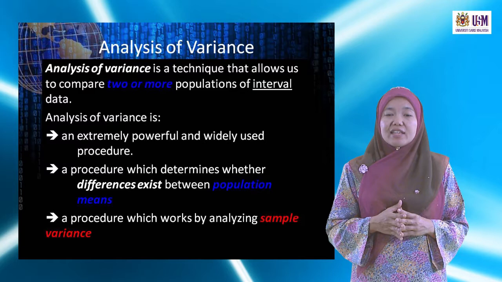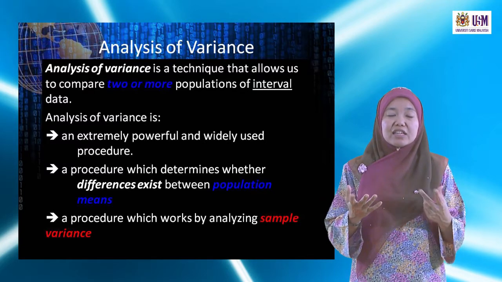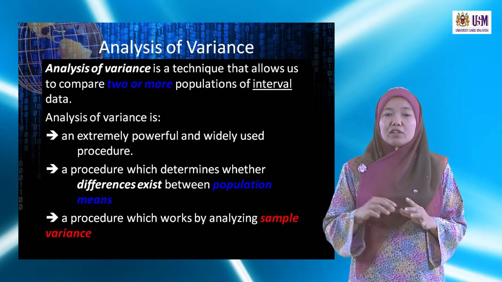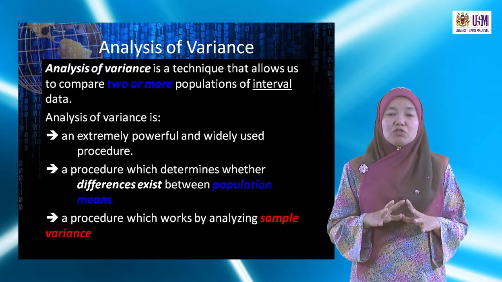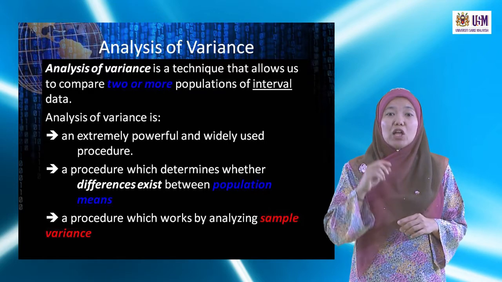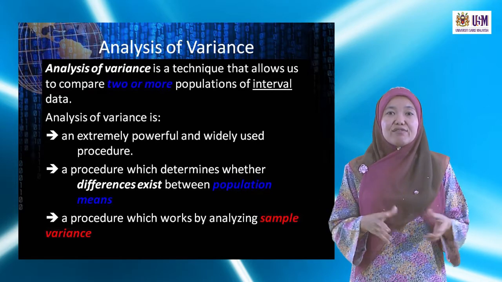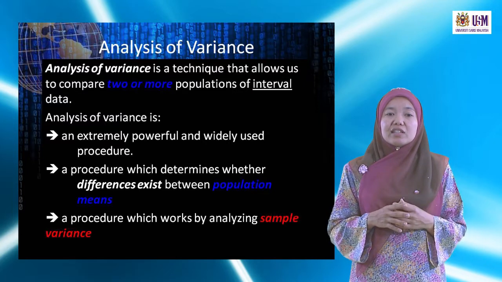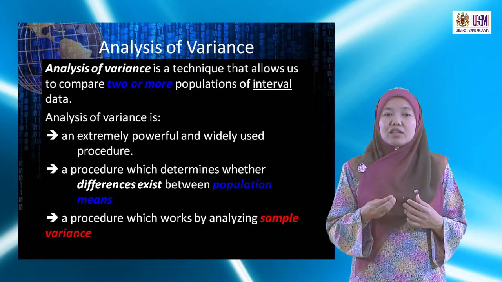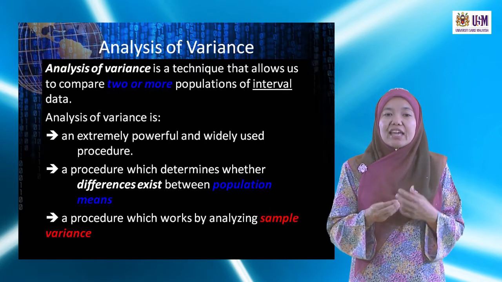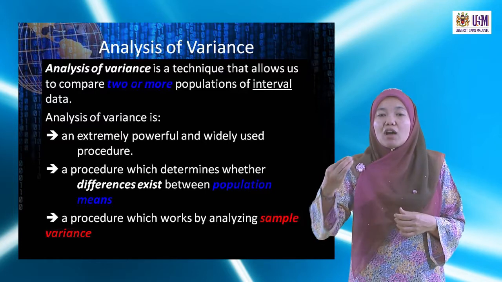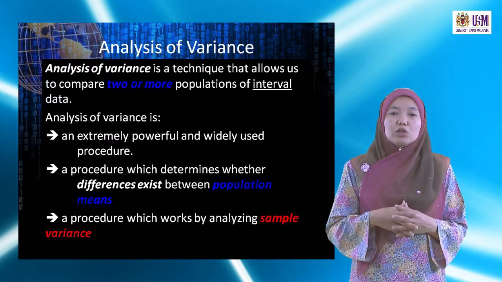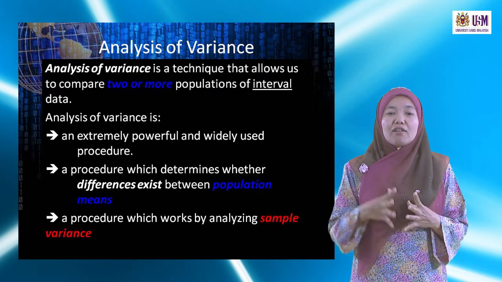Let's talk about what ANOVA is now. What is this thing that we call analysis of variance? Analysis of variance, commonly known as ANOVA, is just a technique that allows you to compare two or more populations of interval data. When we discussed regression, it was basically to come out with an equation to explain the relationship between two variables. But what if you have more than two variables? Then you need to go to multiple regression. What if we are talking about two or more populations of interval data? Then you have ANOVA.